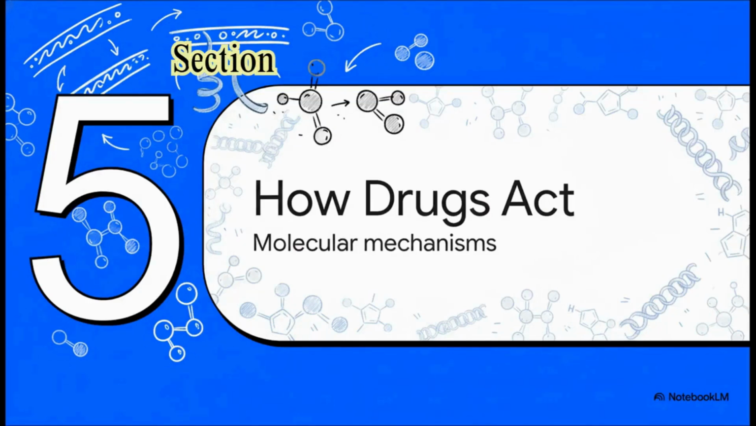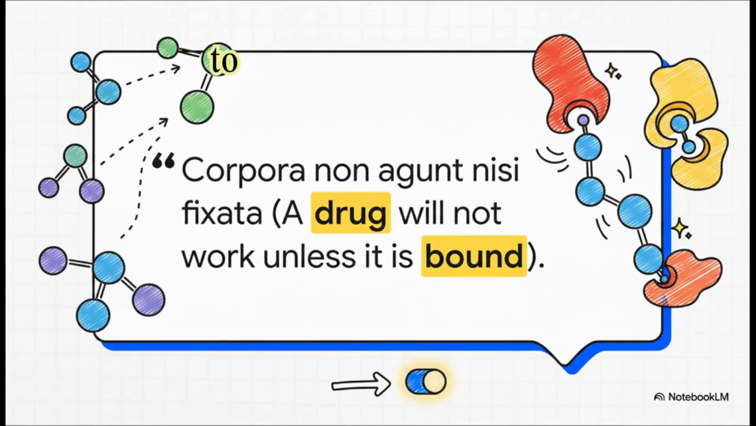Which leads us to Section 5, how drugs act. Let's get down to the molecular mechanisms. We are going to return to Paul Ehrlich here for a golden rule of pharmacology, corpora non agunt nisi fixata. Translated, that means a drug will not work unless it is bound.